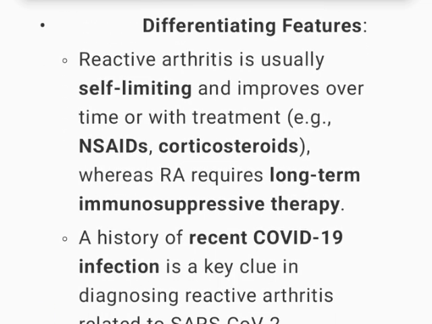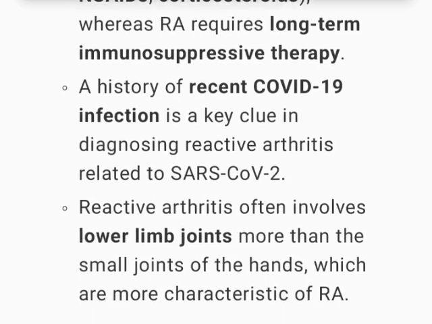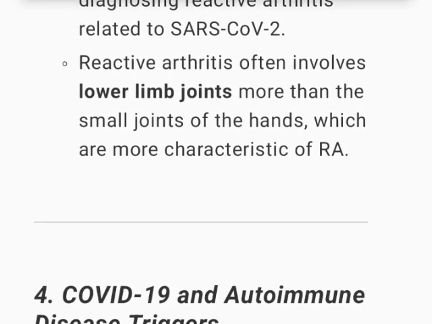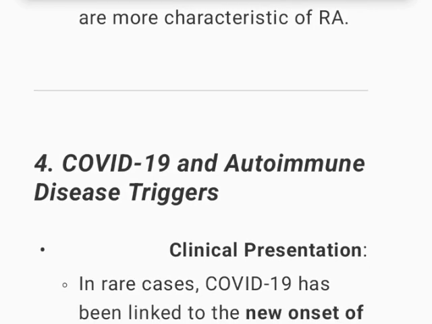Differentiating features. Reactive arthritis is usually self-limiting and improves over time or with treatment, NSAIDs, corticosteroids, whereas RA requires long-term immunosuppressive therapy. A history of recent COVID-19 infection is a key clue in diagnosing reactive arthritis related to SARS-CoV-2. Reactive arthritis often involves lower limb joints more than the small joints of the hands, which are more characteristic of RA.